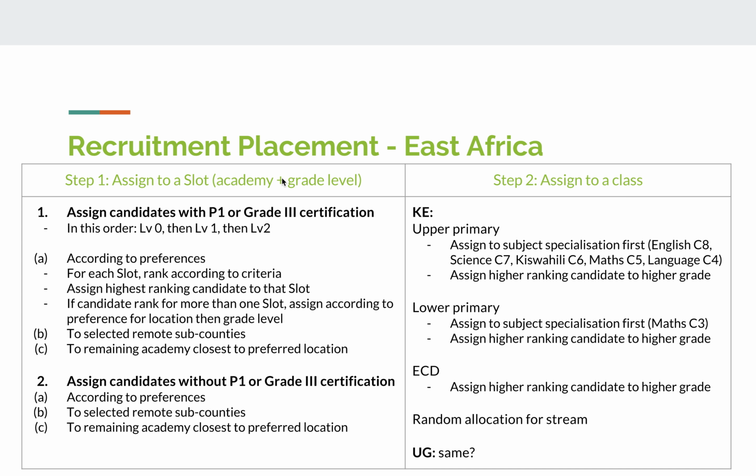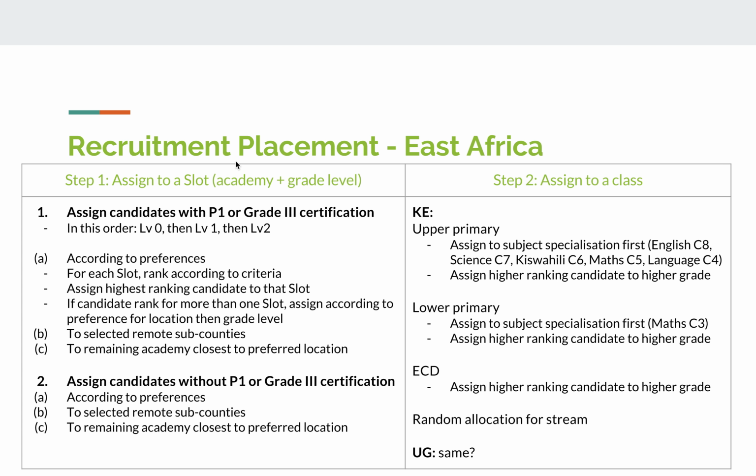In the assignment part, there are two steps. In the first step, we try to assign them to the right academy and grade level, meaning whether it's ECD, upper primary, or lower primary. The second step is, once they are assigned into that grade level, how do you assign them to a class within that grade level?